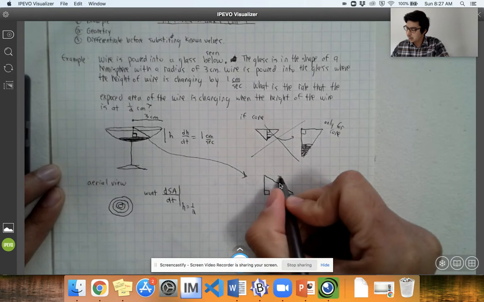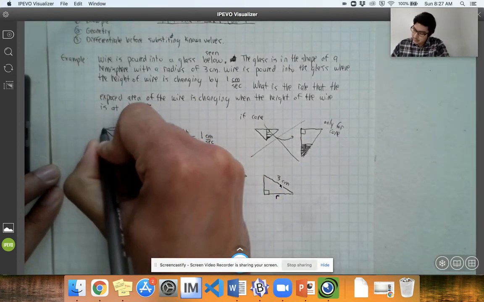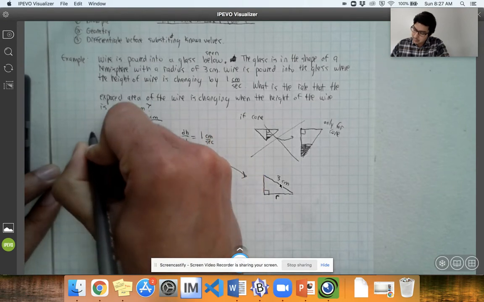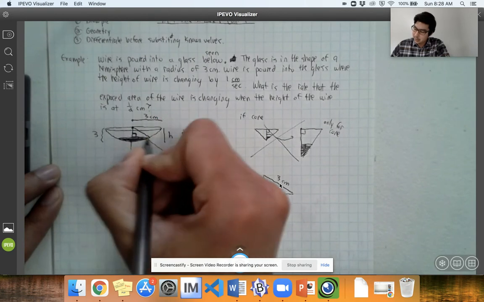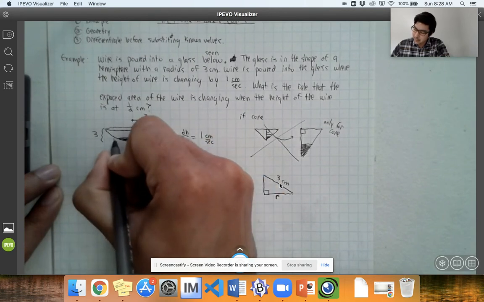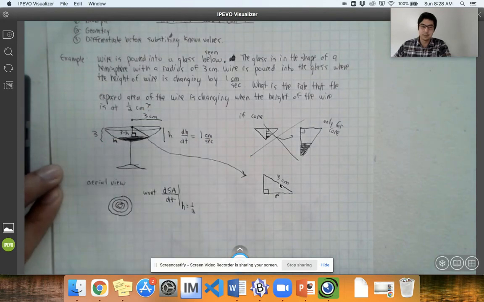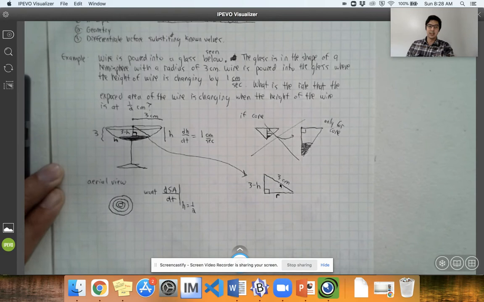So we know that this is 3 centimeters. And what we also know is that that entire distance from the top of the glass to the bottom of the glass is 3 as well, because it's a hemisphere. So that distance of the triangle, where we denote the height of the wine as h, is going to be 3 minus h. I'll label that over here on the picture. That'll be 3 minus h.